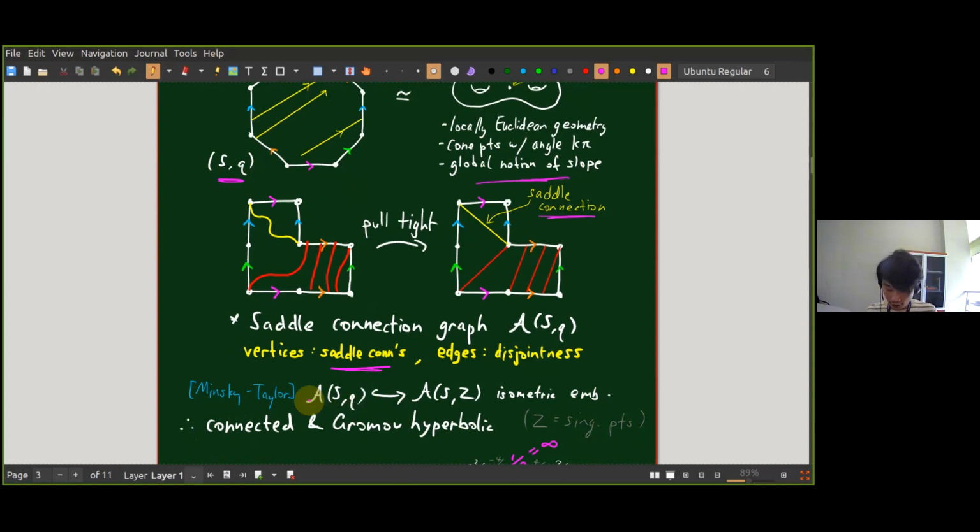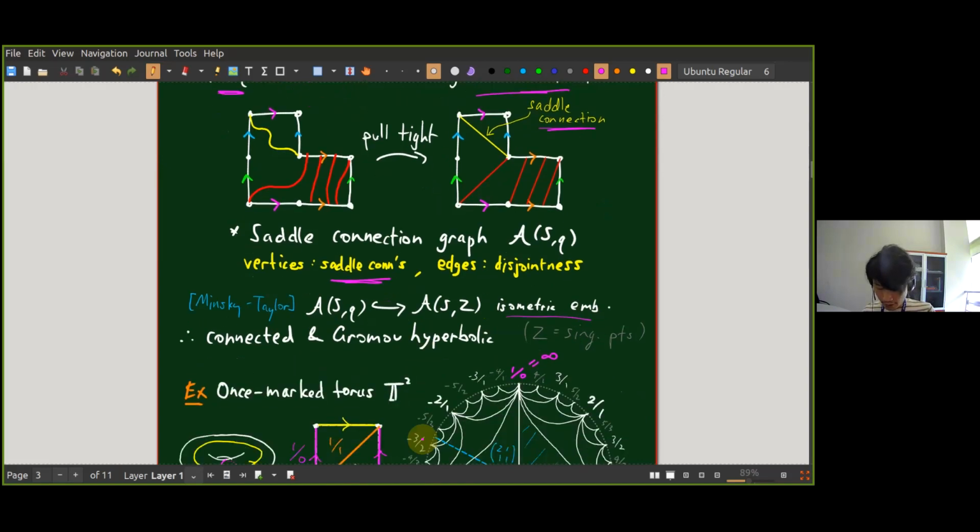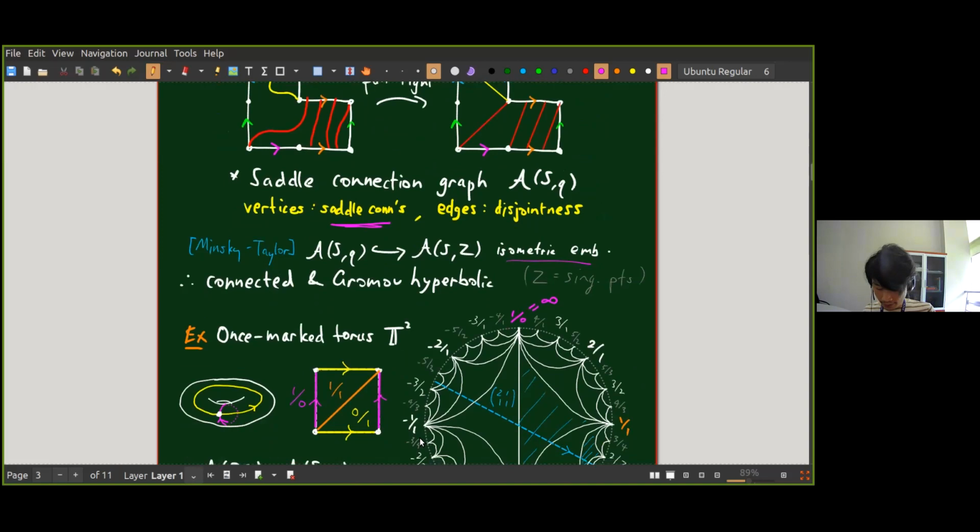So you have this saddle connection graph. It embeds into this arc graph, and the main thing is that this is an isometric embedding. So the distance measured in the saddle connection graph equals the distance measured in the arc graph. As an immediate consequence, this shows that the saddle connection graph is both connected and also hyperbolic, which is nice.